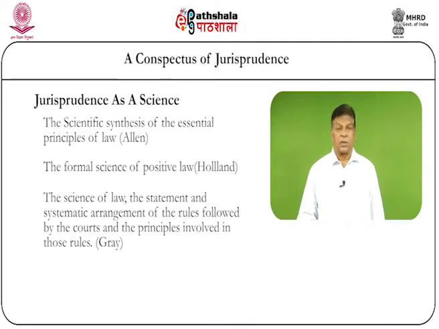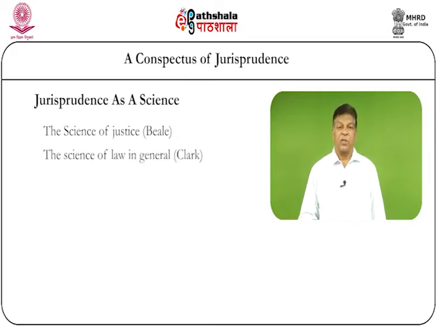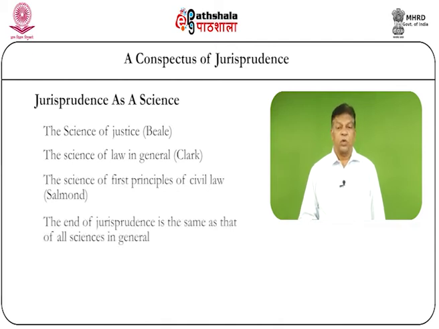There are other jurists who also expressed similar opinions on jurisprudence as a science. For example, Beale calls it the science of justice, whereas Clark names it as the science of law in general. Salmond, the greatest jurisprudentialist, calls it the science of first principles of civil law. Well, the end of jurisprudence is the same as that of all sciences in general.